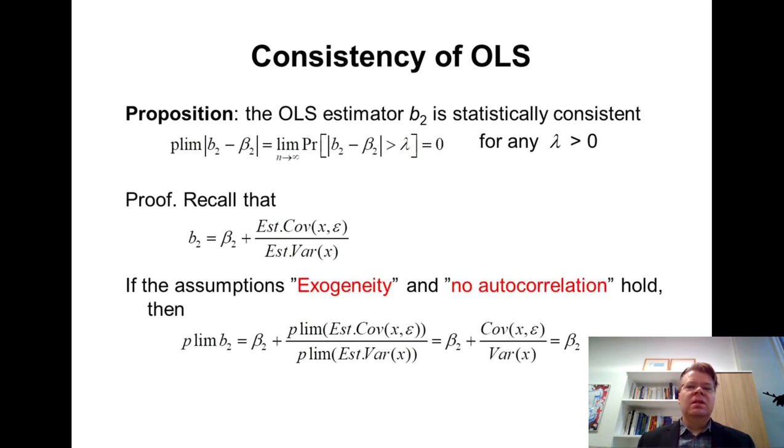Again, I say that this no autocorrelation assumption is just used to eliminate some kind of pathological cases. Some types of autocorrelation are also not necessarily a problem for consistency. If that is the case and this exogeneity condition also holds, then this covariance of X and epsilon is actually equal to zero. So the probability limit of B2 is equal to beta2. That's basically the sketch for the proof of consistency.